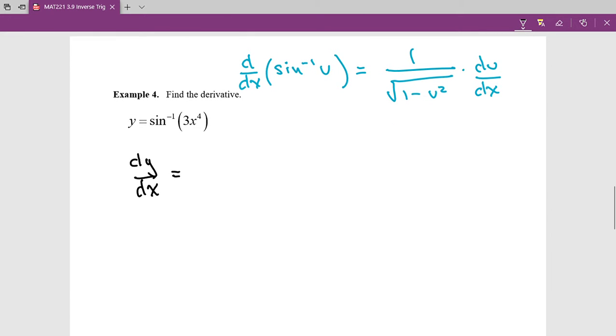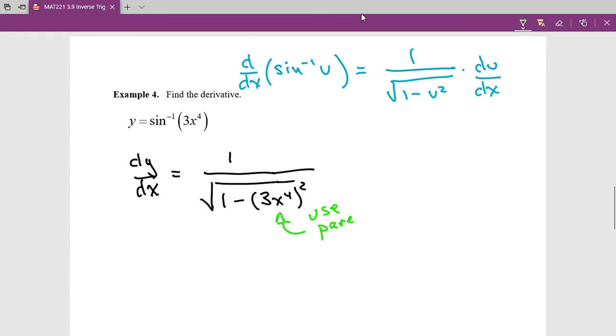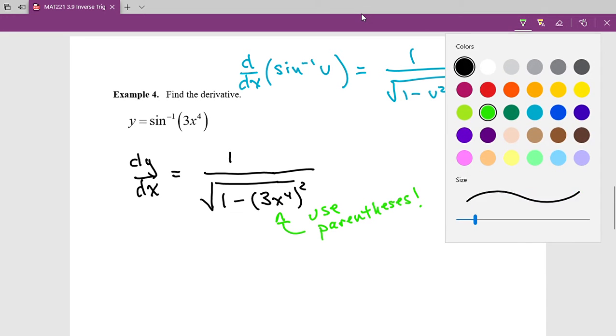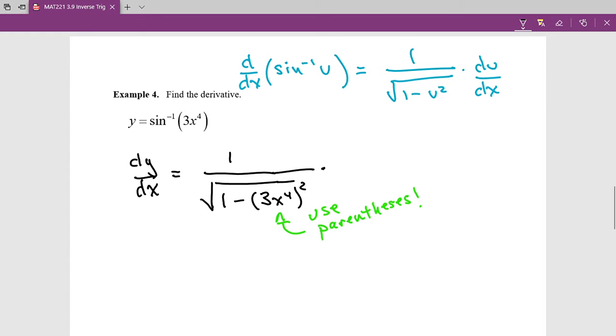Okay, so yes, my u will be the 3x to the 4th. And yeah, you do have to be really careful here because we're squaring the u there. So what that means here really is what I need to be careful. I need to use parentheses there. Okay, times what now? The derivative of the u, the derivative of 3x to the 4th.